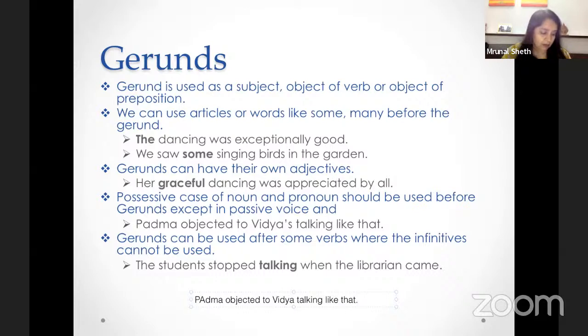Okay, there is a question from Vishal Sangvi. He's asking, ma'am, what is the meaning of tattered? Now, tattered means worn out, something torn. That is tattered. Okay. So, any questions about gerunds, guys? We're just going to look at a few more examples.